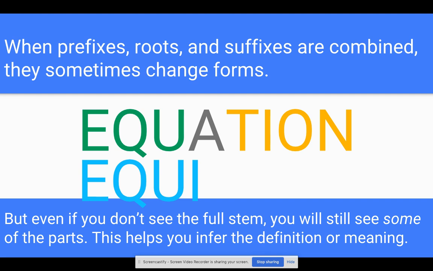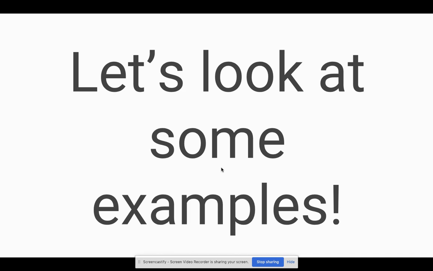So, what's really important for you guys to take away here is that even though you may not see the full stem here, you do still see some of the parts, and that can help you infer the definition or meaning of a word. For example, even though we have an A here instead of an I, you see a commonality here. And generally speaking, when you see this grouping of letters, whatever word that is has something to do with equality or equity or being equal. So remember that you may not always see exactly the same word form, but look for those patterns of familiarity and draw from that knowledge. Okay, so now we're going to look at a few examples.